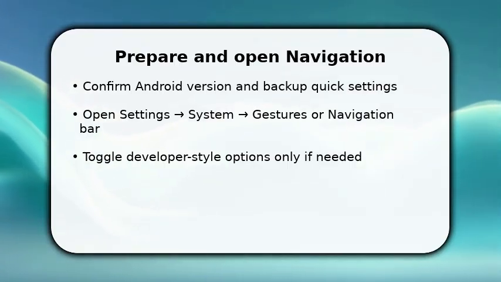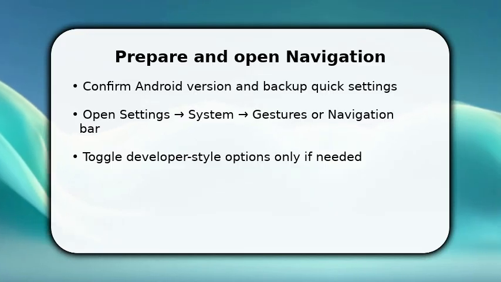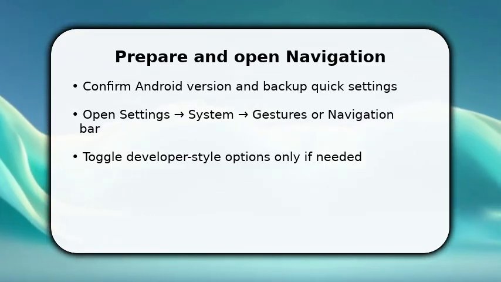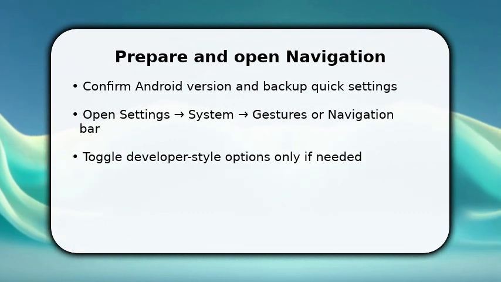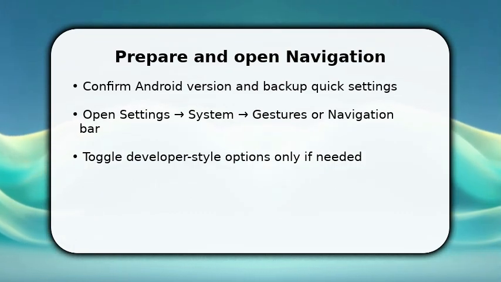If your device hides options, tap About Phone and rapidly tap Build Number to reveal developer settings. Make sure to avoid changing unrelated developer flags. From here, you're ready to pick button layout or gesture mode.